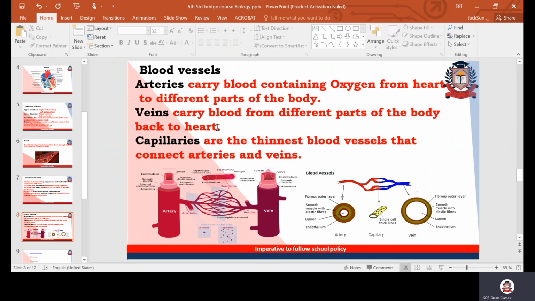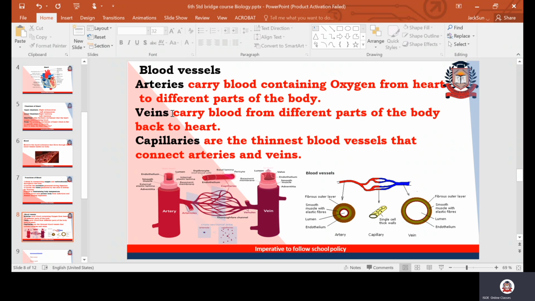Veins carry blood from different parts of the body back to the heart, and the walls of veins are very thin, and capillaries are the thinnest blood vessels that connect arteries and veins. That is, the blood vessels are three: arteries, veins and capillaries. Arteries are the ones which carry blood from the heart to different parts of the body.